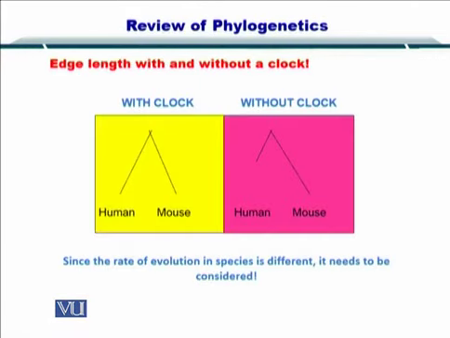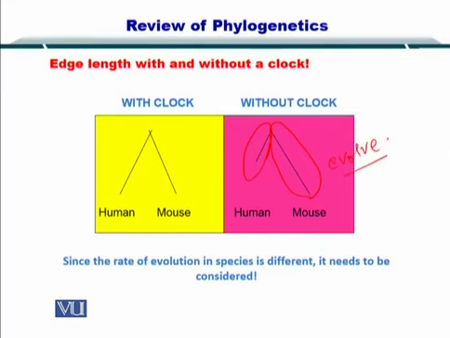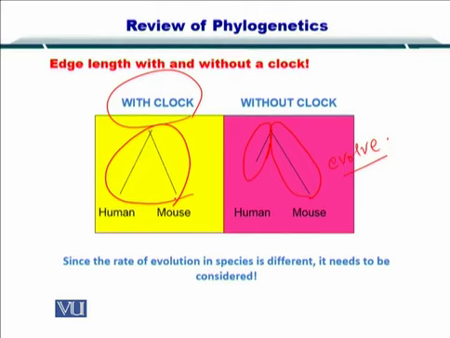Also, we looked at the molecular clock. The edge length in a phylogenetic tree represented the time it has taken to evolve, while with the clock, the lengths of these branches were equal. So the rate of evolution is different, and therefore you may want to go without a clock.